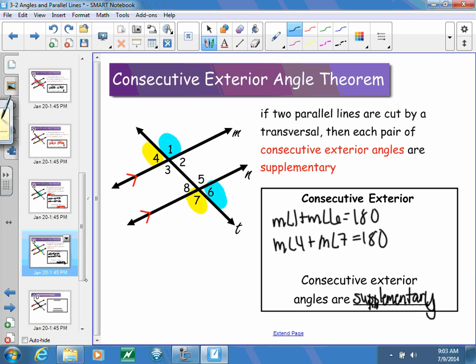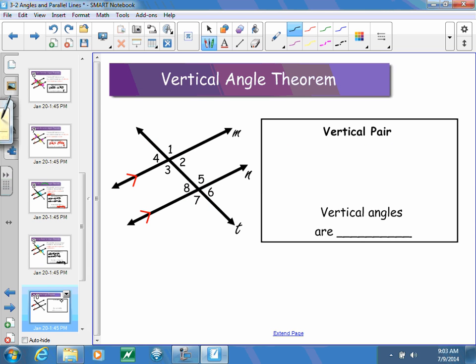So we've gone through pretty much our corresponding angles. We did our alternate interior, alternate exterior. The only one here that I'm going to add on is remembering our vertical angle theorem, which says that if you have vertical angles, they are going to be congruent to each other. So vertical angles, we're talking about angles 4 and 2, 3 and 1, 8 and 6, and 5 and 7. So those are all vertical angles.